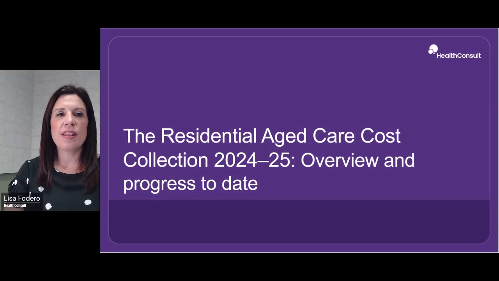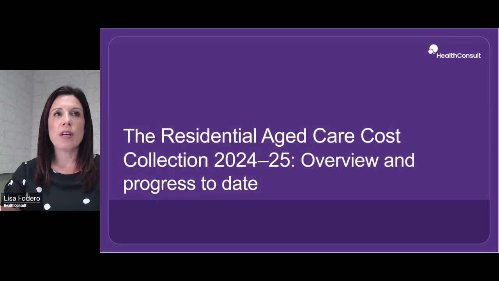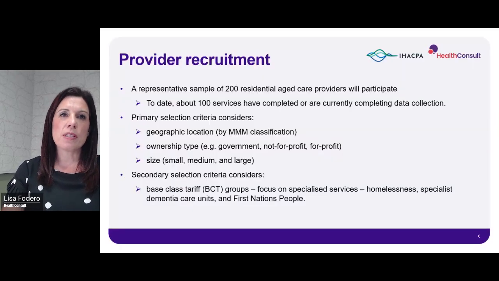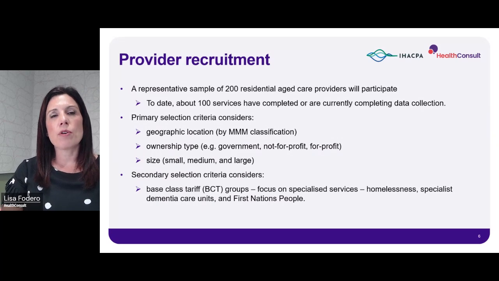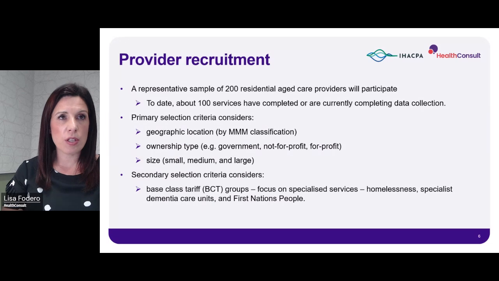Thanks, Sophie, and thank you to everyone for joining to hear more about the Residential Aged Care Cost Collection. The 2024-2025 Residential Aged Care Cost Collection aims to be bigger and better than previous collections. Now, why do we want it to be bigger? Well, as Sophie mentioned, bigger means a better database for which IHACPA can provide government advice on pricing. Now, the study did start in May last year, and we have recruited over 120 providers already. 100 have almost finished their data collection.